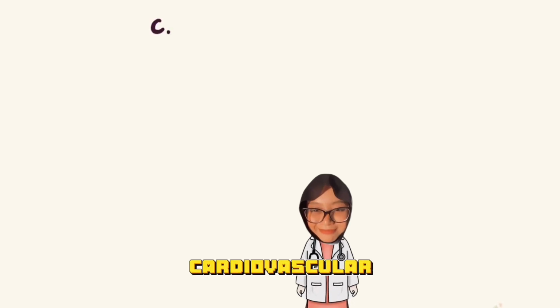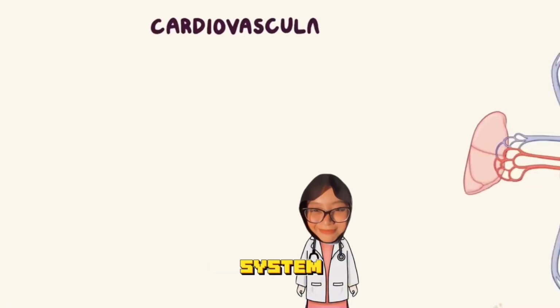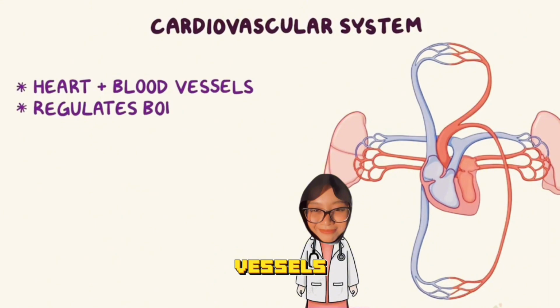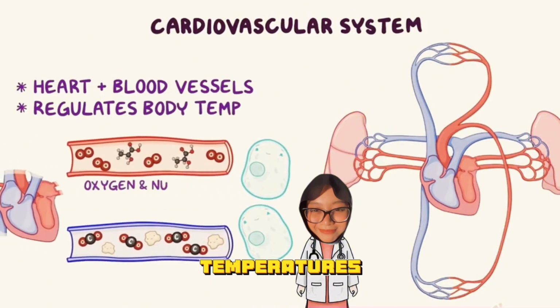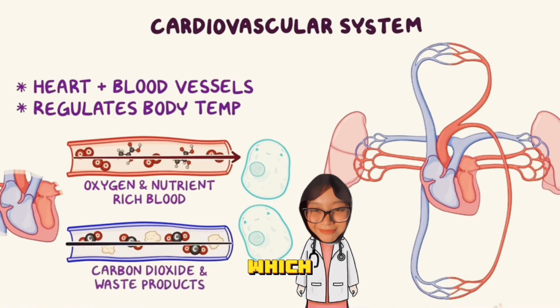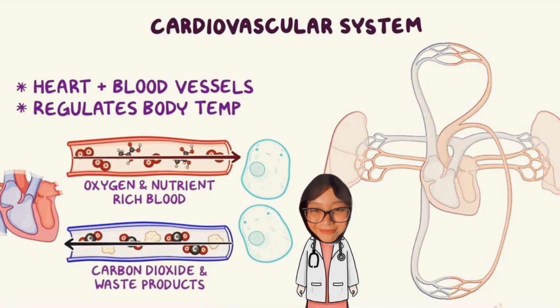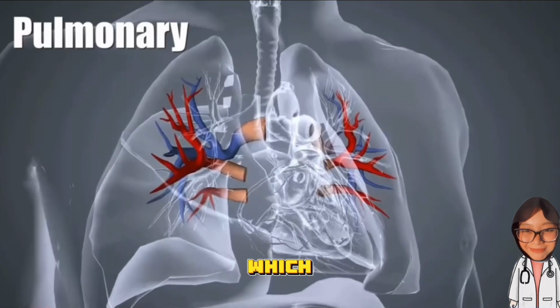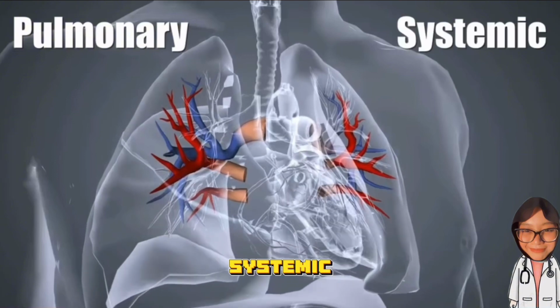The cardiovascular system, or the circulatory system, is the transportation system of the body. The major structures that make this possible are the heart and blood vessels. It regulates body temperature, carries oxygen and nutrient-rich blood to all tissues, and removes waste products from the body, which is carbon dioxide. The heart has two major circuits within the circulatory pathway: the pulmonary circuit and the systemic circuit.